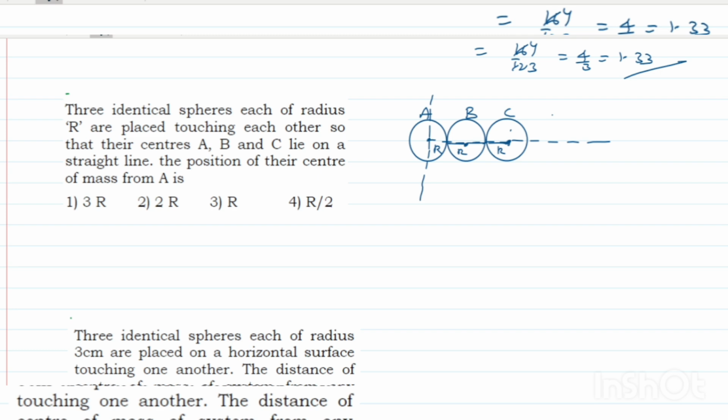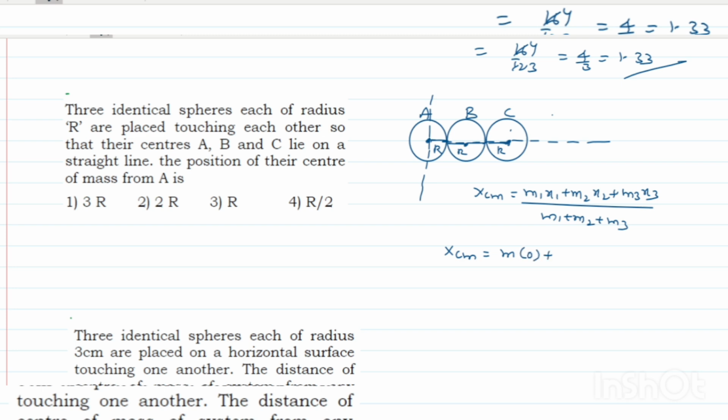All are identical, they are lying on the x-axis, so here you can talk about the xcm, which will be equal to m1 x1 plus m2 x2 plus m3 x3 by m1 plus m2 plus m3. Taking the masses as m, x1 is measured from the origin, so the center of mass of the first particle is at the origin, and x1 value will be 0.